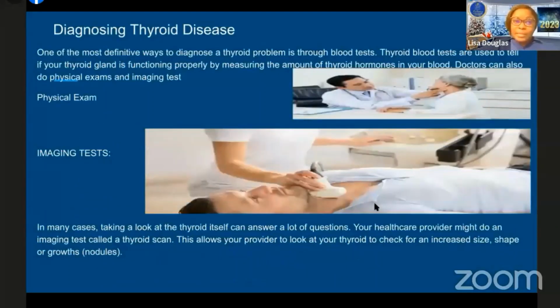Diagnosing thyroid disease. One of the most definitive ways to diagnose a thyroid problem is through blood tests. Thyroid blood tests are used to tell if your thyroid gland is functioning properly by measuring the amount of thyroid hormones in your blood. Doctors can also do a physical exam. Imaging tests. In many cases, taking a look at the thyroid itself can answer a lot of questions. Your healthcare provider might do an imaging test called a thyroid scan. This allows your provider to look at your thyroid to check for an increased size, shape, or growth, otherwise called nodules.